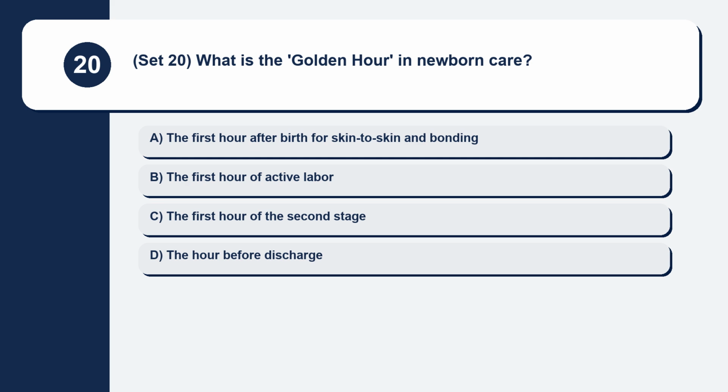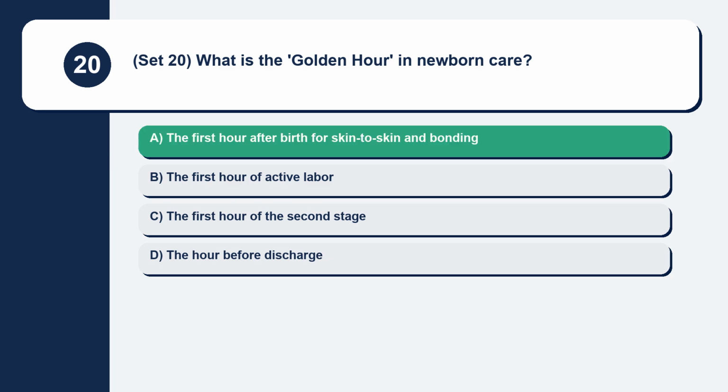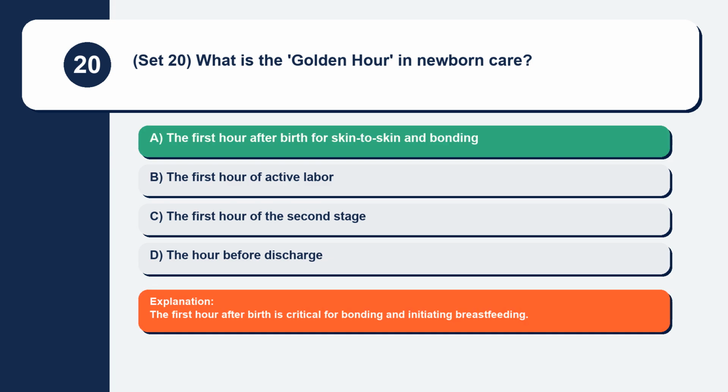Question 20. Set 20. What is the golden hour in newborn care? The first hour after birth for skin-to-skin and bonding, the first hour of active labor, the first hour of the second stage, the hour before discharge. The first hour after birth is critical for bonding and initiating breastfeeding.